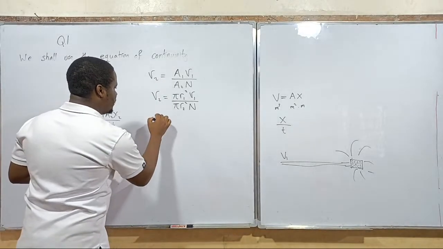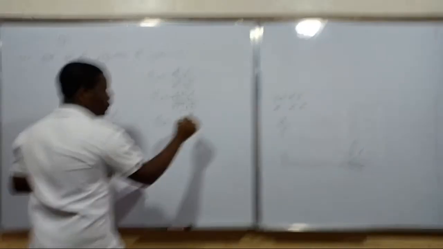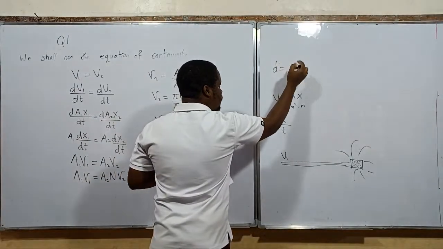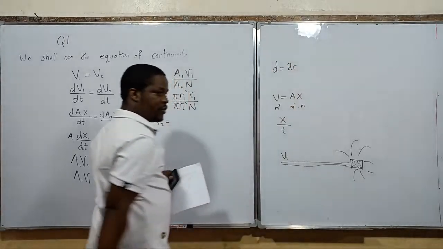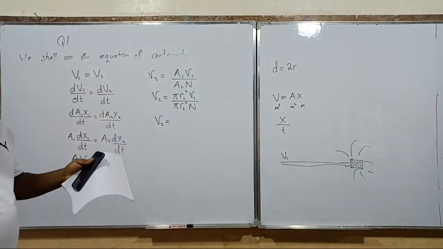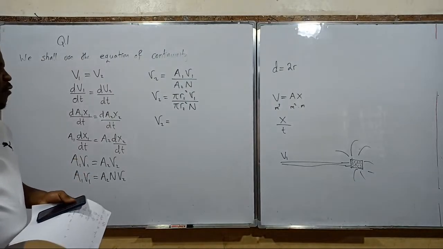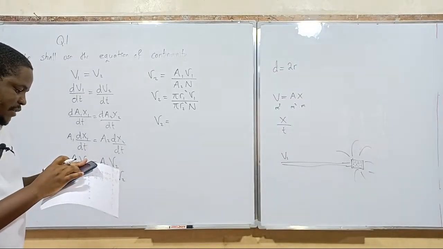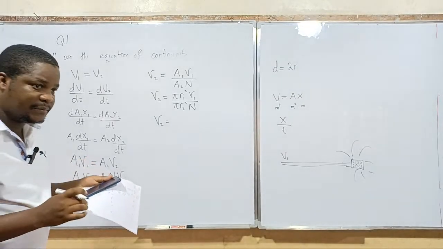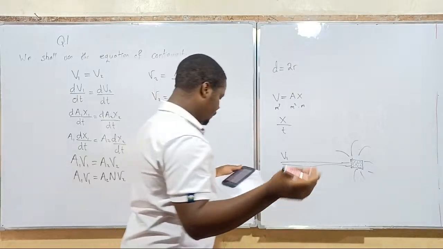Now, since that's a diameter, we know that diameter d is equal to 2 times radius. Diameter is equal to 2 radius. Now, what we've been given in the question is a diameter, which is 1.9. So let's do this with the calculators.